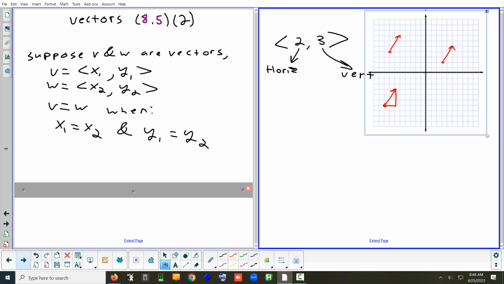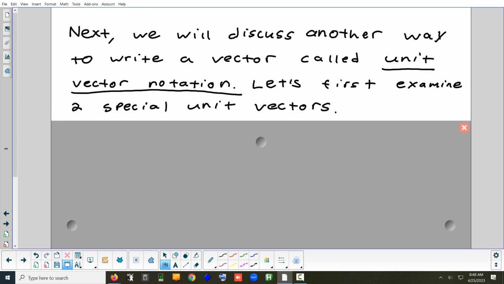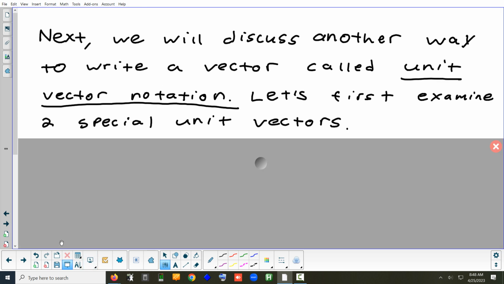All right, so this was one notation we looked at, actually drawing it as an arrow. This was the second notation we looked at, using angle brackets and putting 2 numbers inside the brackets. And today we're going to look at a third notation, and that's the one that we're pretty much going to stick with for the rest of the week. And this notation is called unit vector notation.